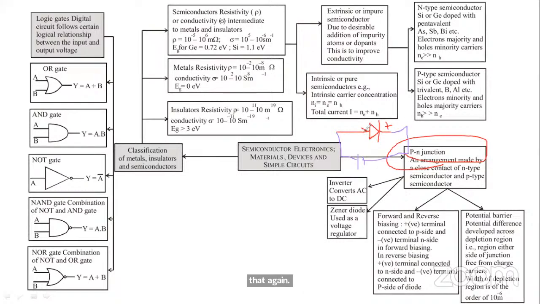Look here, this one terminal is positive. Sorry, I made a mistake earlier, I should have said it properly. This one terminal is negative. When the positive terminal is connected to the positive terminal of the battery and the negative terminal is connected to the negative terminal of the battery, then that type of connection we call forward bias.